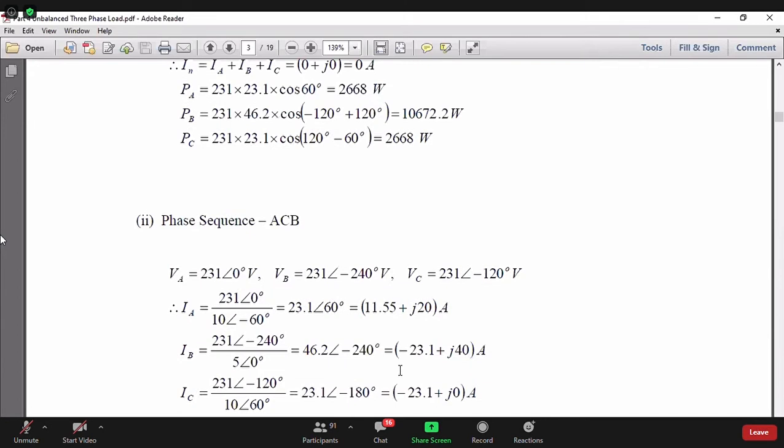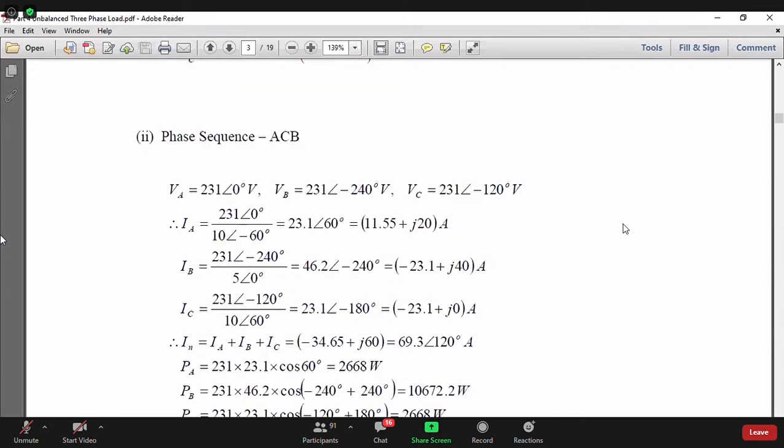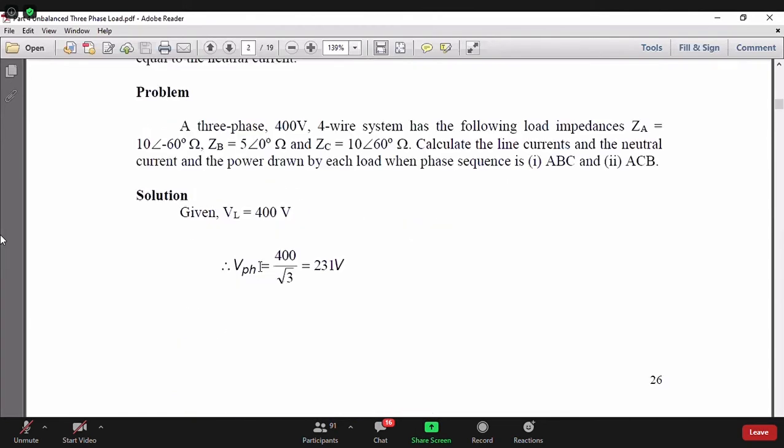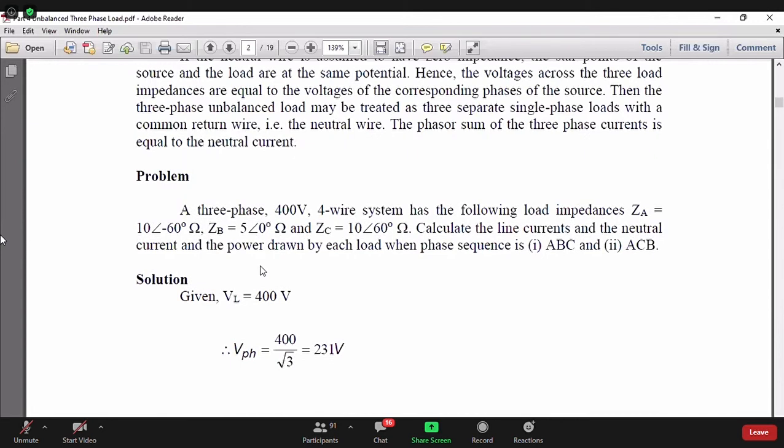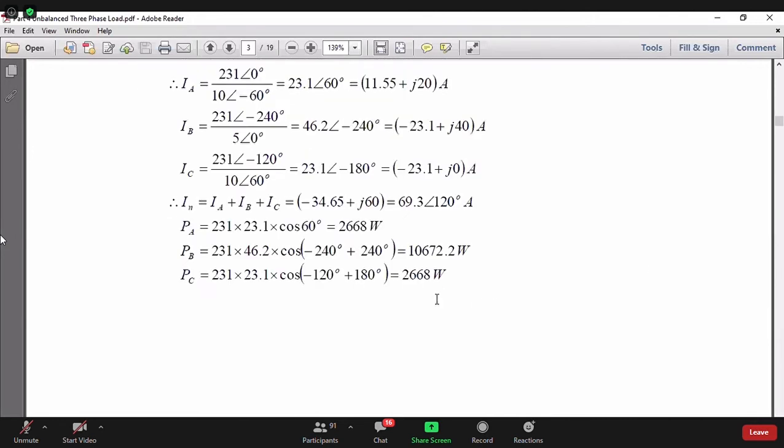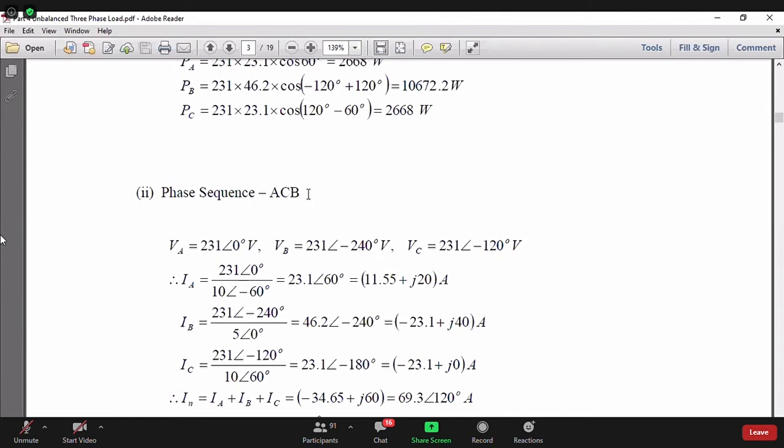What happens if it is a delta connected system? Here, I write the three voltages, then phase voltage by phase current. By the way, sorry, not delta connected system, it is ACB phase sequence. I am sorry. The phase sequence is now ACB.